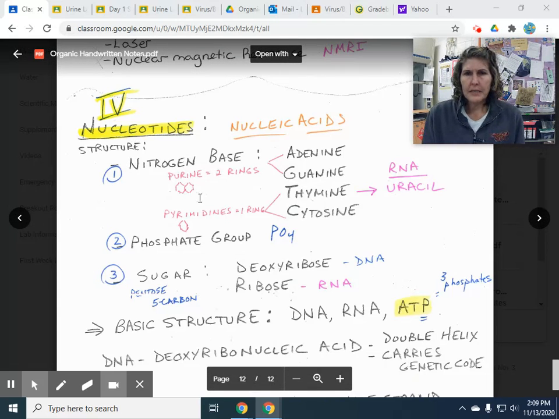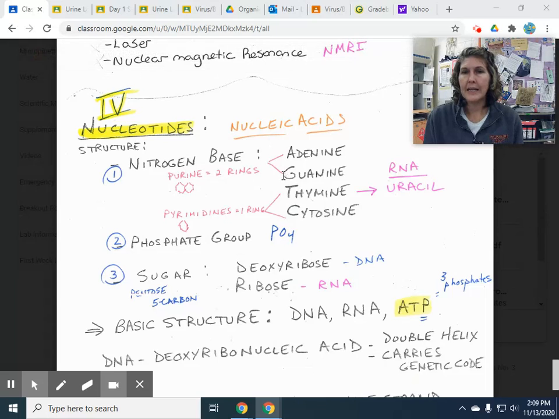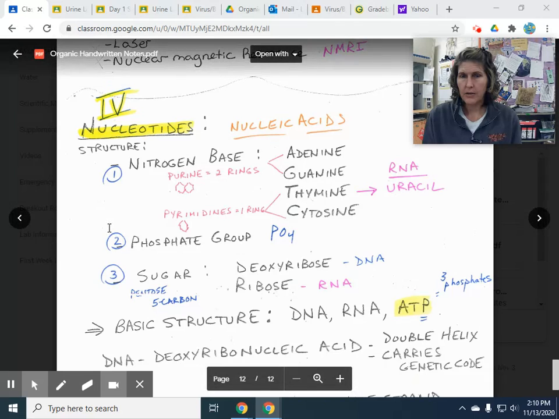Your nitrogen bases in DNA: adenine, guanine, thymine, cytosine, A, T, C, and G, and they go together in a certain fashion. So we know that adenine will always pair with thymine, guanine will always pair with cytosine. That's just something you're going to have to memorize. I always join one purine with one pyrimidine. So I showed you some pictures on your PowerPoint that's attached to this particular tab as well.